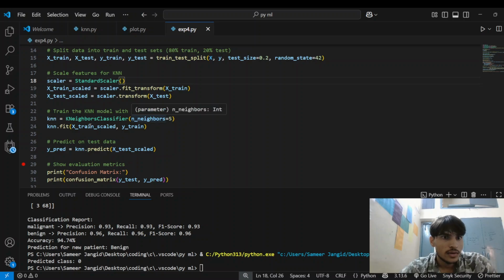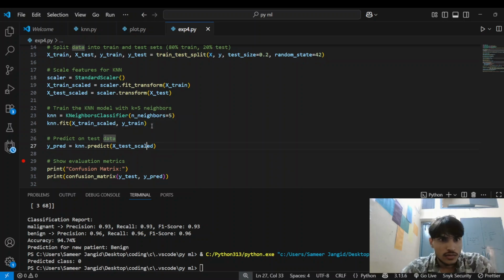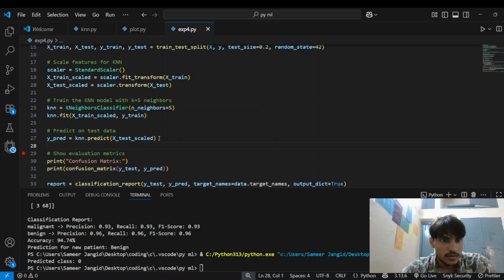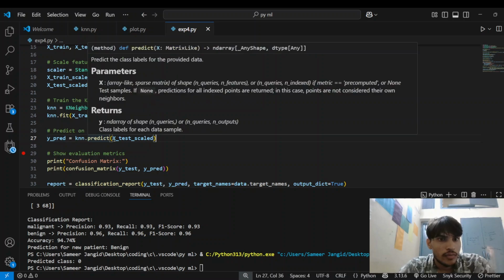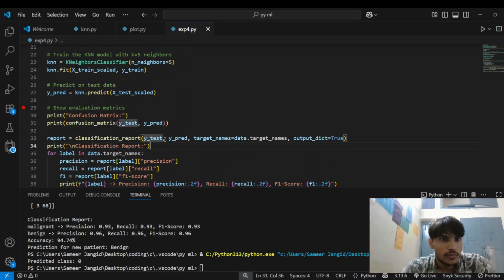Then we have the KNeighborsClassifier. It is a function that is called for calculating the minimum distances between two points, so that we can predict the value of the given data. Then y_pred is predicting the value of the test data.